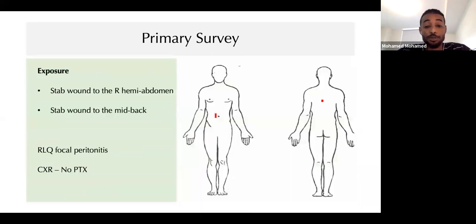On exposure of the patient and secondary assessment, he did have a single stab wound measuring about 2 centimeters in the right hemi-abdomen, just above the umbilicus. There was a smaller stab wound in the mid-back, higher up between the scapulae. On exam, he did have right lower quadrant focal peritonitis. We obtained a quick chest X-ray to evaluate for pneumothorax from the posterior stab wound, and there was none.